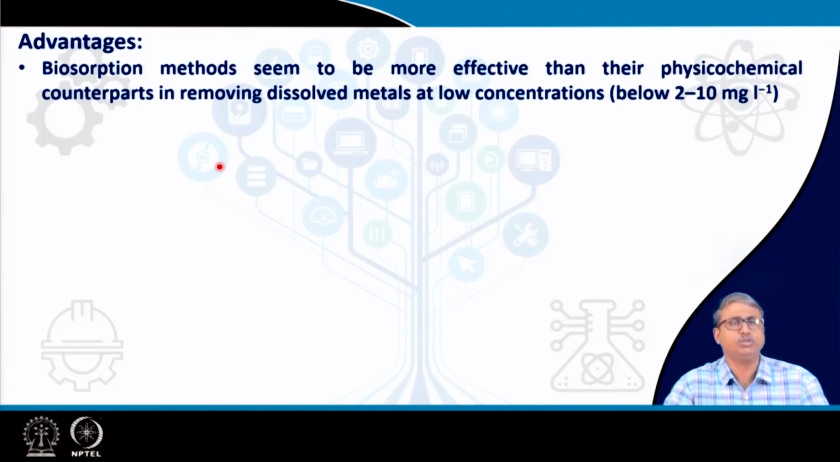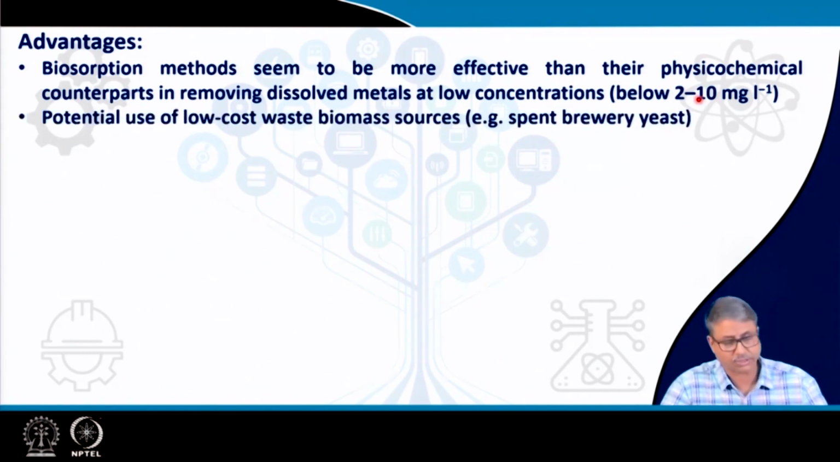can offer a solution to the removal of metallic pollutants, because it can remove dissolved metals at very low concentration. That was one of the best advantages: below 2 to 10 milligram per liter, the biosorption mechanisms can work very effectively. And I must say that ion exchange resins are not suitable for such low concentration. Otherwise, the cost will be very high if we want to use physicochemical methods for very low concentration of waste.